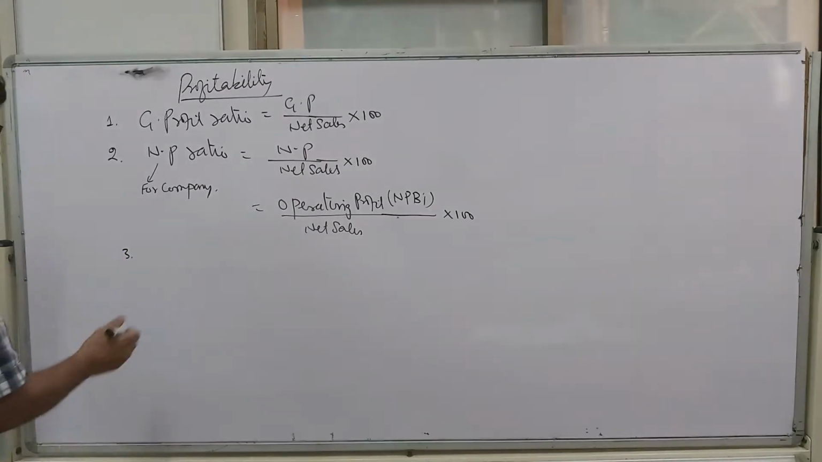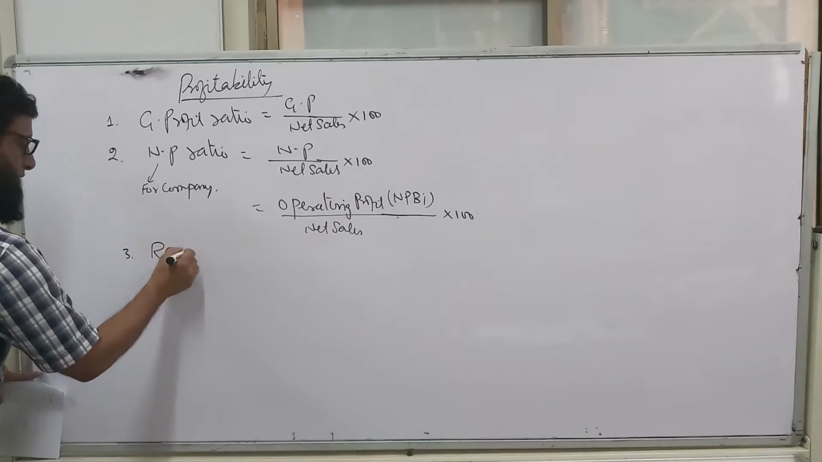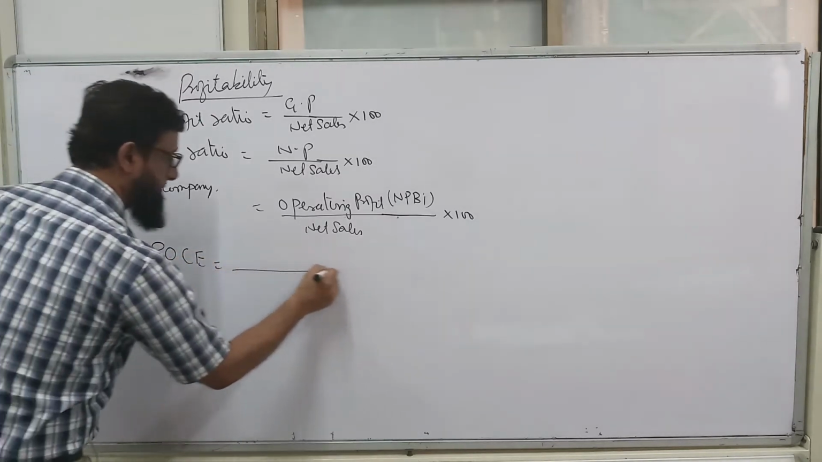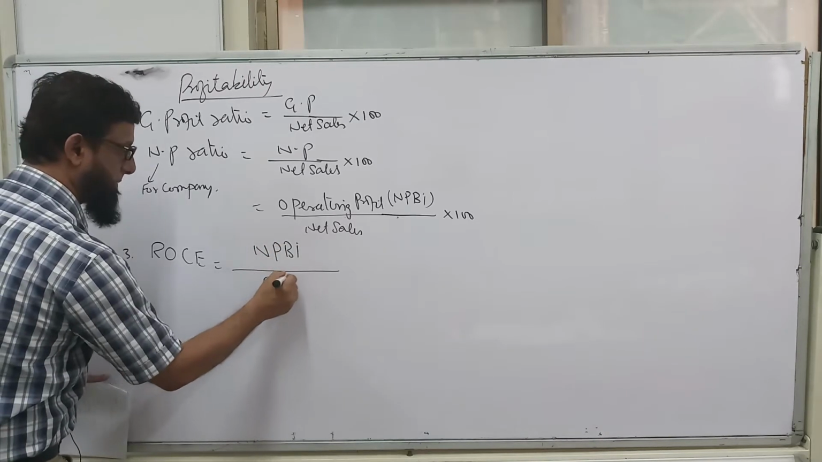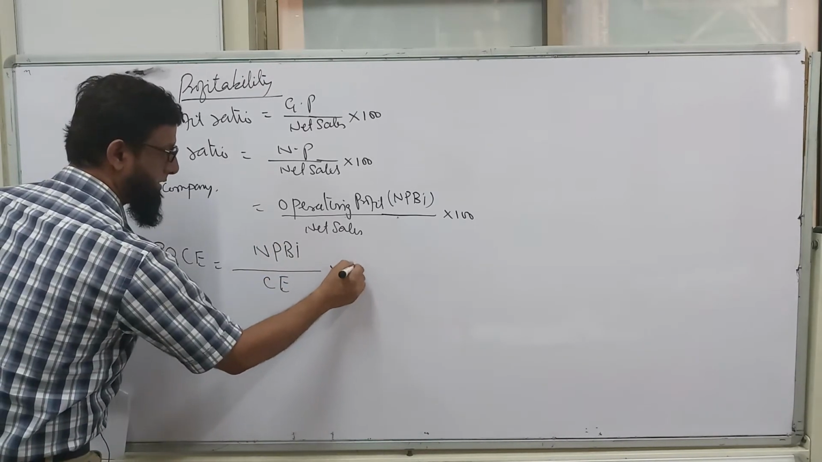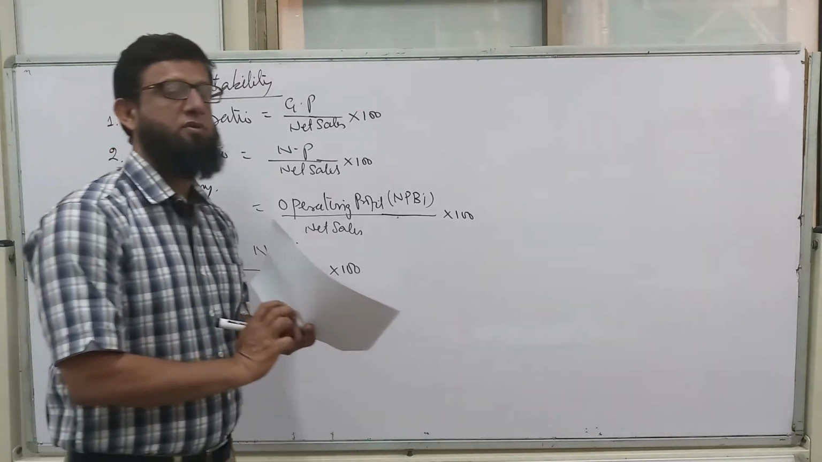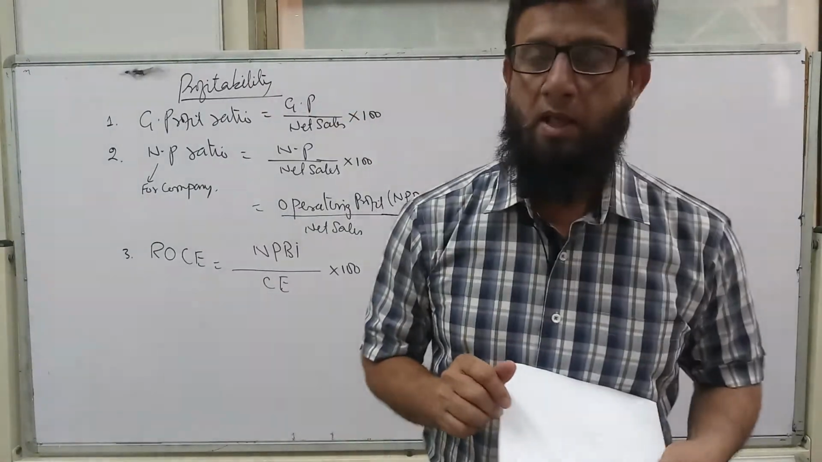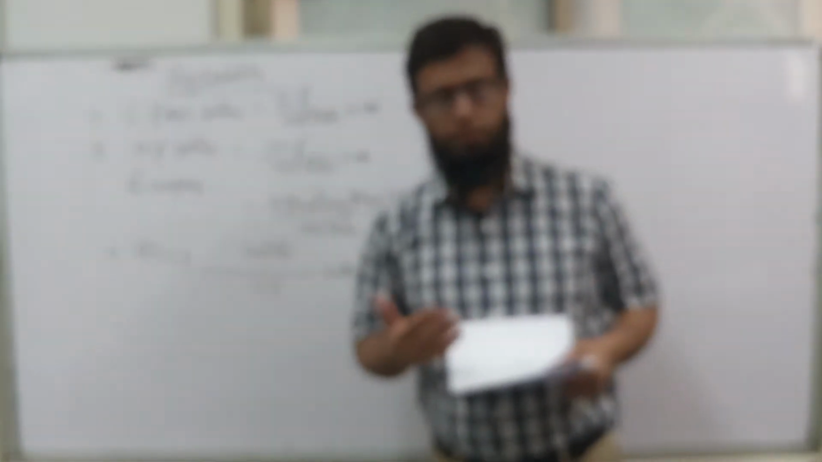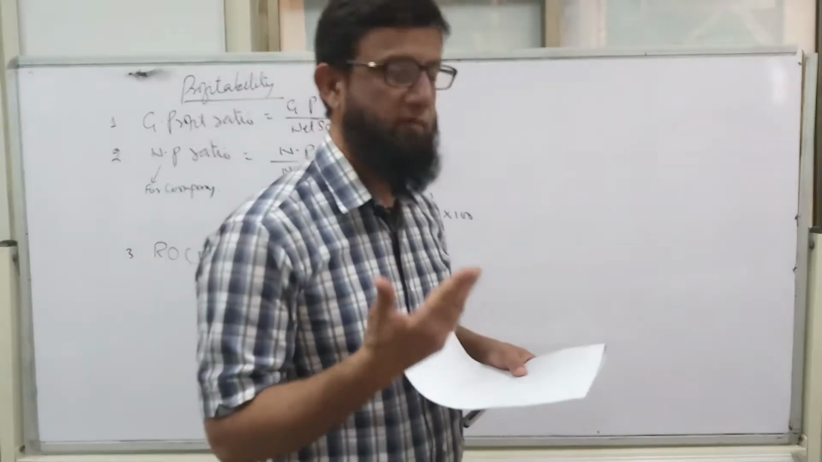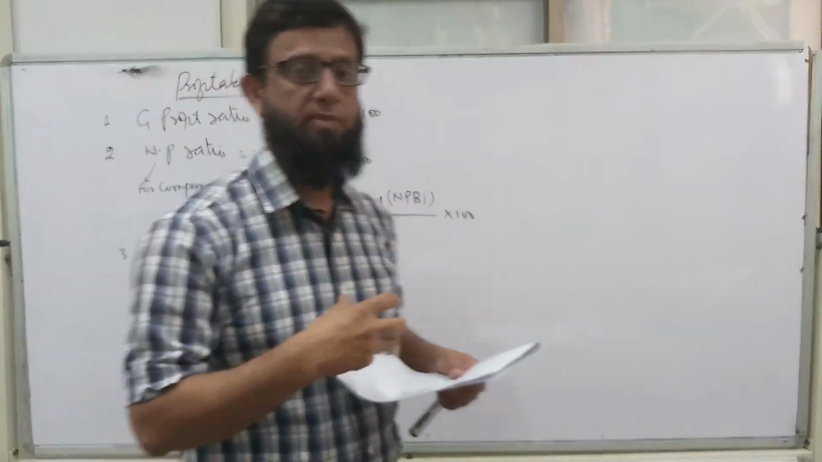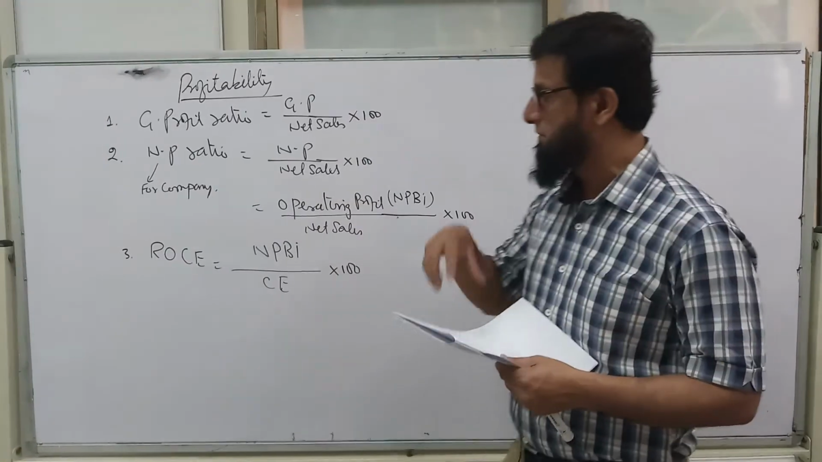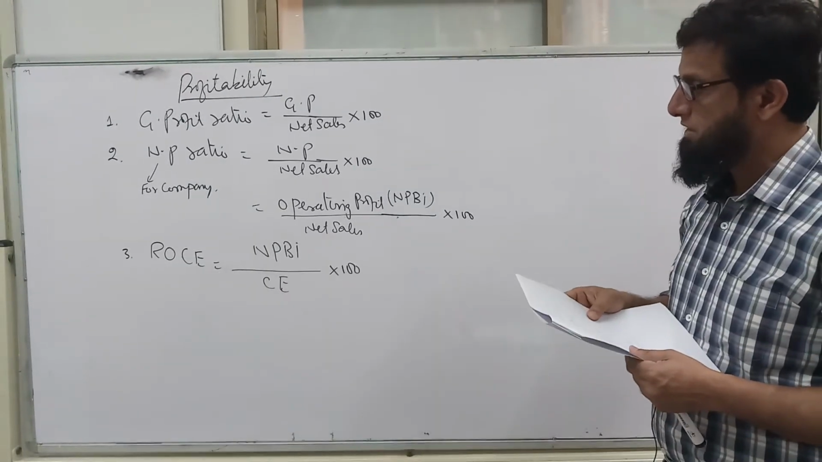Number 3, return on capital employed. Return on capital employed formula is net profit before interest divided by capital employed multiplied by 100. And what is the capital employed? Most of the students who have learned this chapter in O levels are already aware of the meaning of capital employed. For the science background students who haven't learned accounting last year, I will explain. Capital employed is the total capital which has been employed by the business.